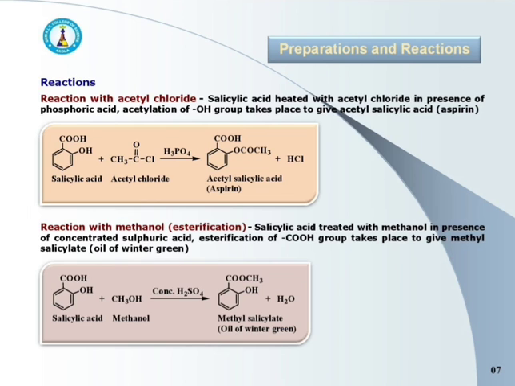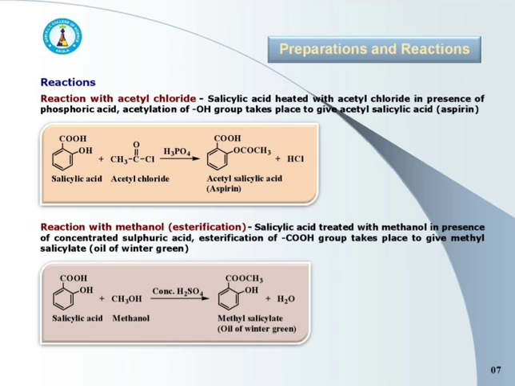Here acetyl chloride in presence of phosphoric acid brings about the acetylation of the hydroxy group to form acetyl salicylic acid, and this acetyl salicylic acid is commonly called aspirin. Aspirin is formed by acetylation of the hydroxyl group present in salicylic acid using acetyl chloride in presence of H3PO4.